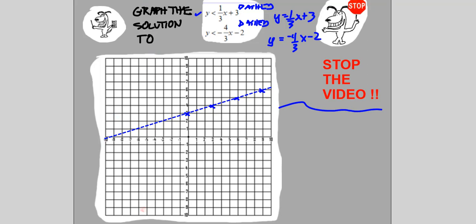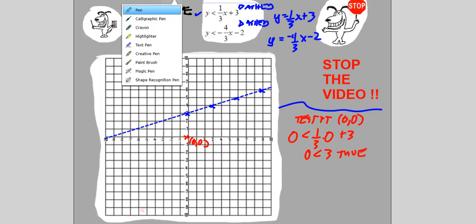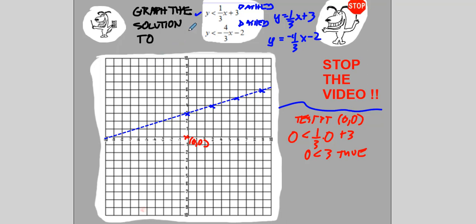As you can see, we can use 0, 0 as a test point. It's not on the line. Plug it into the original inequality. So we're using 0, 0 as our test point: 0 less than 1/3 times 0 plus 3. 0 less than 3 is true. Test point is in the lower half plane, so we shade down.